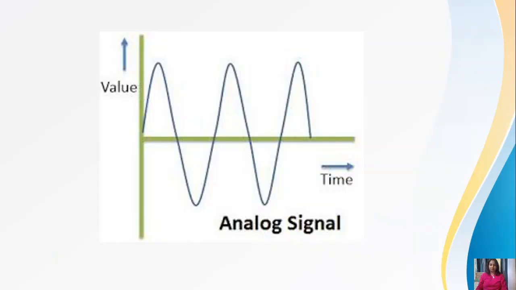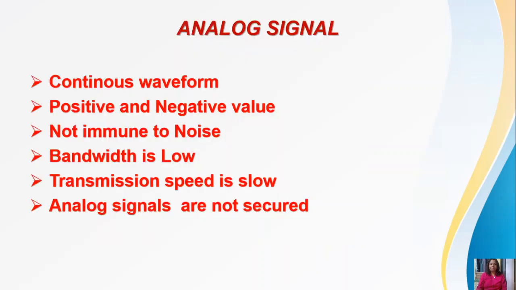Analog signal. It is also known as alternating signal, represented by a sine wave. Its magnitude continuously varies with respect to time for every small time interval as we reach up to the maximum value. Analog signals have positive and negative values.